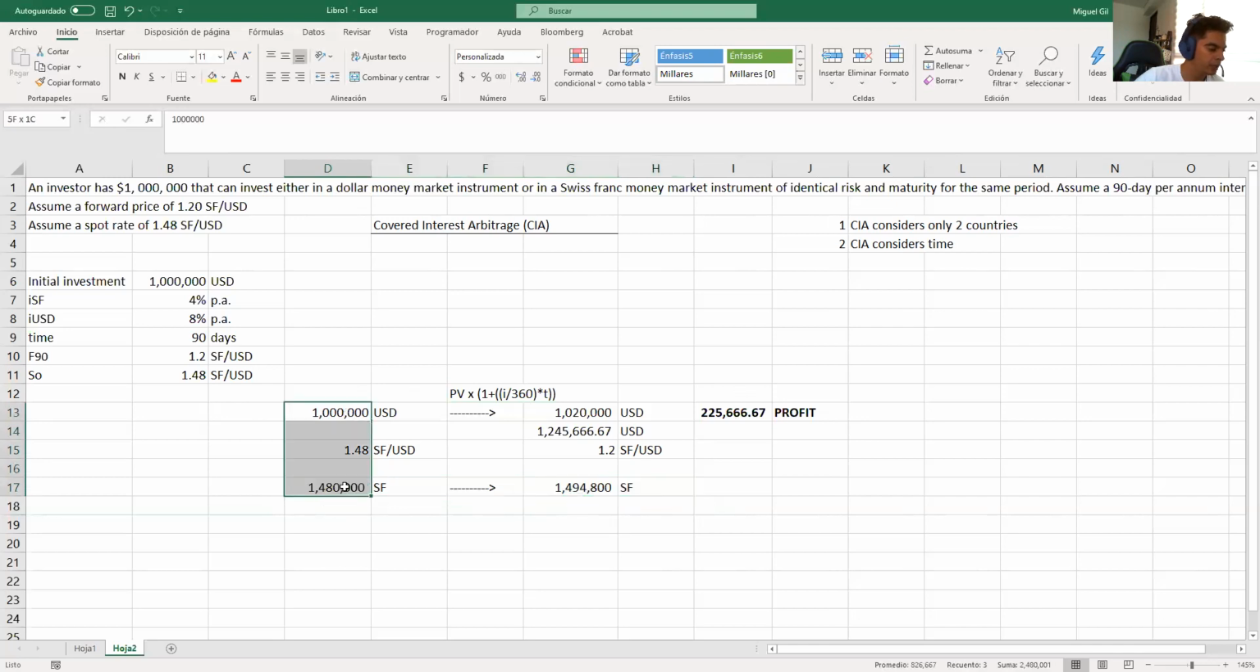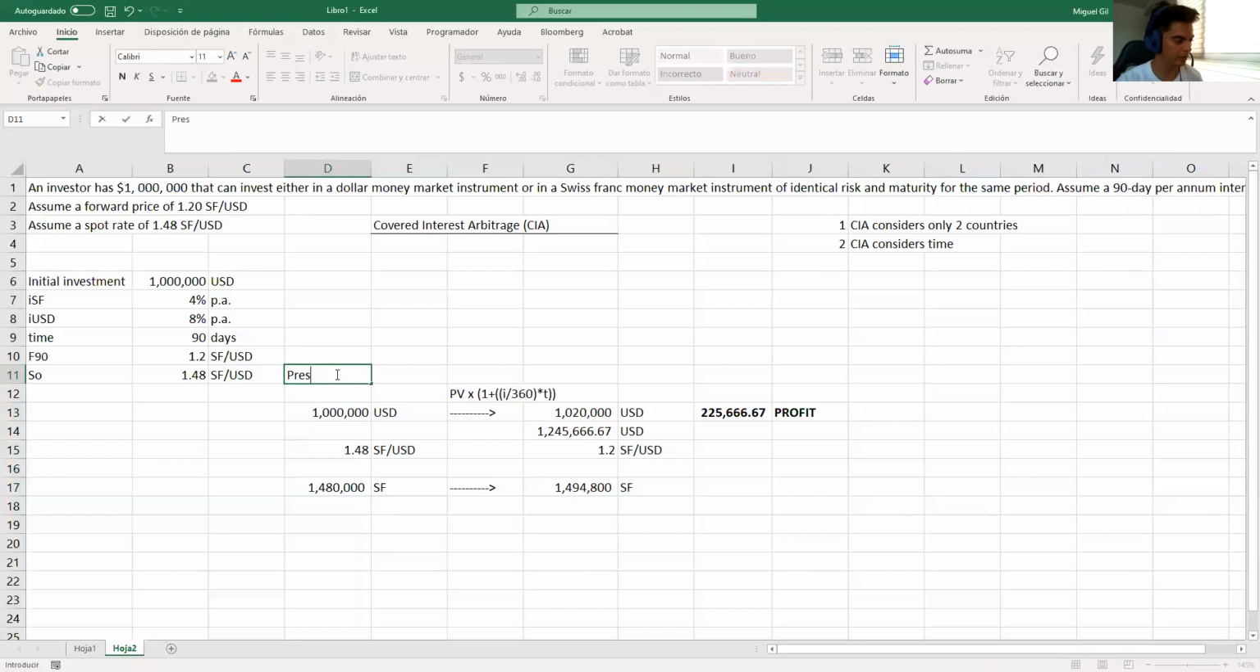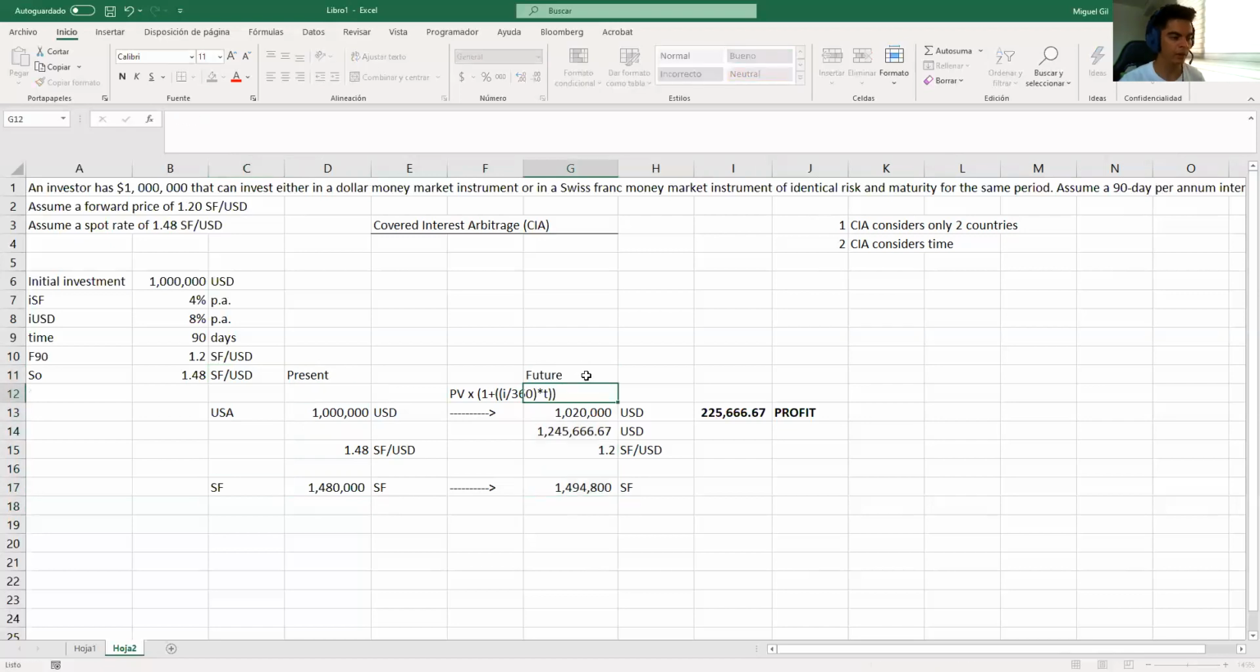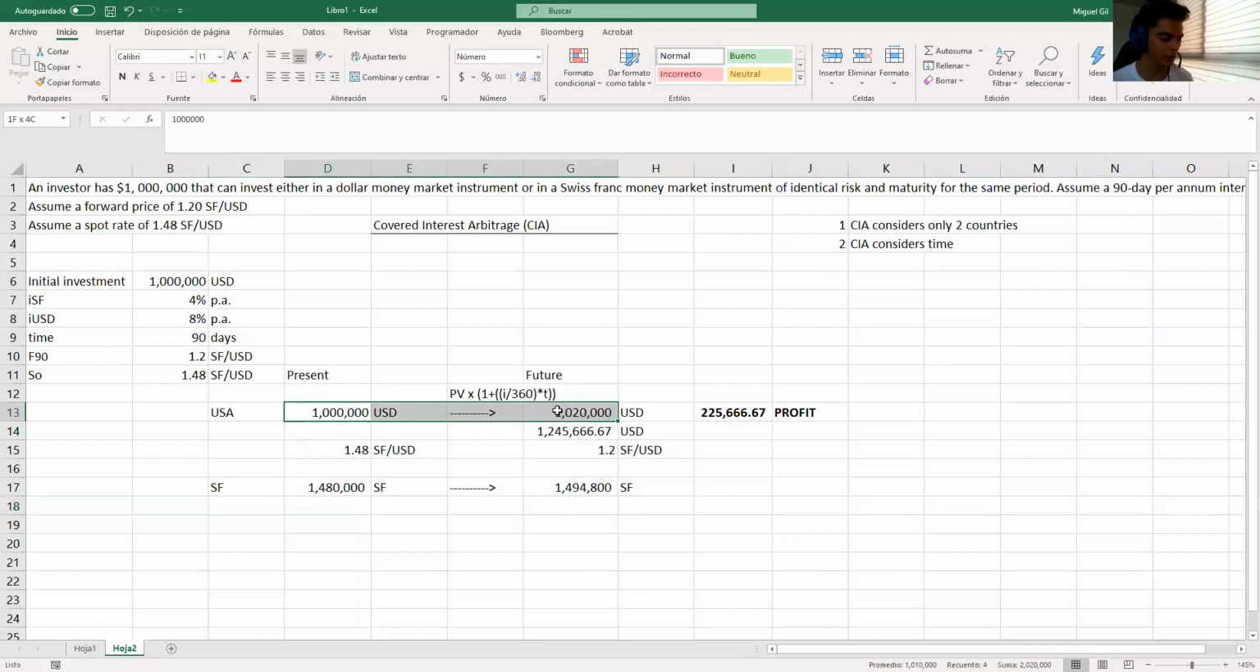And finally, this column is the present. I will write in here. This is the present, this is the US, and this is Swiss francs or Switzerland. And finally, this column is the future. So I think visually it's very easy to understand what you are doing. So you are converting dollars to future value. You're investing in dollars, so that's why you stay in the US.